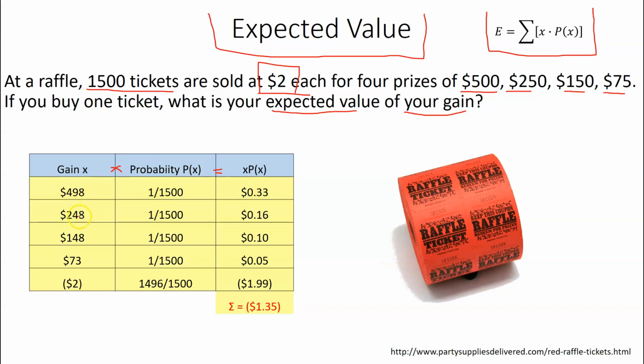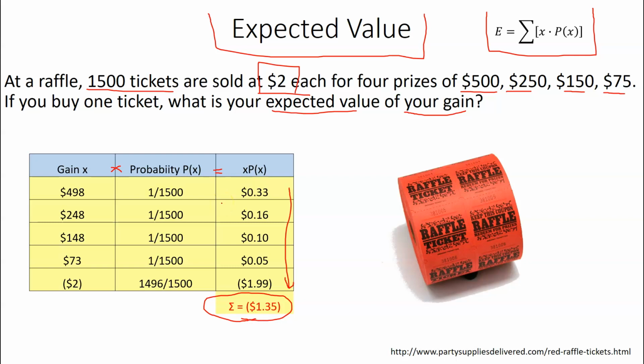And you're going to continue that on. Notice I keep subtracting $2 from each prize and times the probability of that prize. And then it gets to all the people that didn't win anything. And accounting parentheses means you lose money. So these are the people that lost $2. Well, there's going to be 1,496 of them. 1,500 minus the 4 people that won prizes, 1,496, and I get a negative $1.99. Then I just add all this together. And this is my expected value.